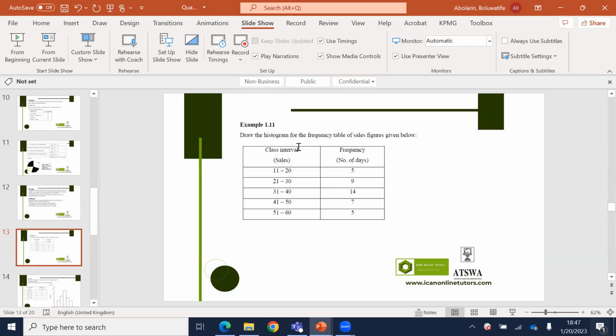Let me show you. So now this is an example on histogram. It says, draw the histogram for the frequency table of sales figures below. This is the sales interval, this is the frequency. So they're telling you between 11 and 20, the number of days you made sales is 5. Between 21 to 30, the number of days was 9. That is how it is.